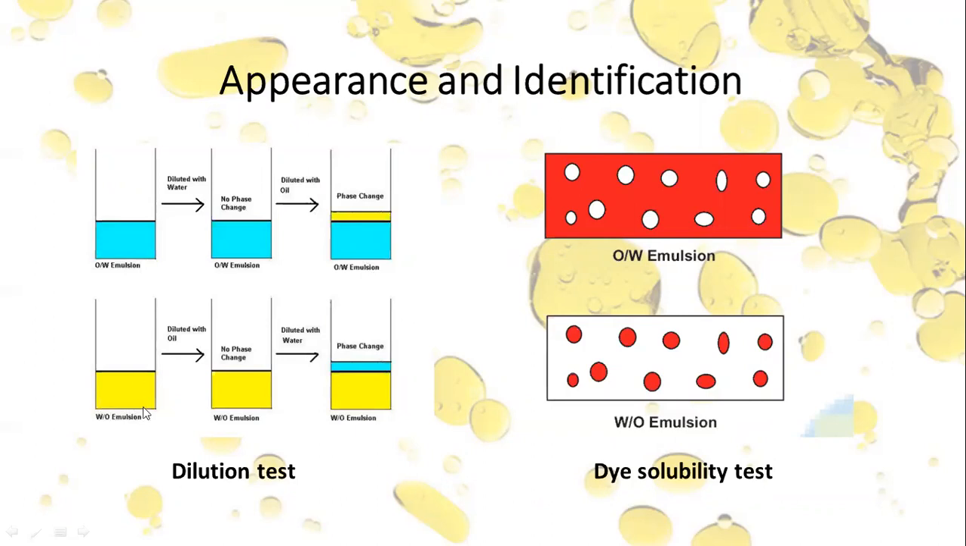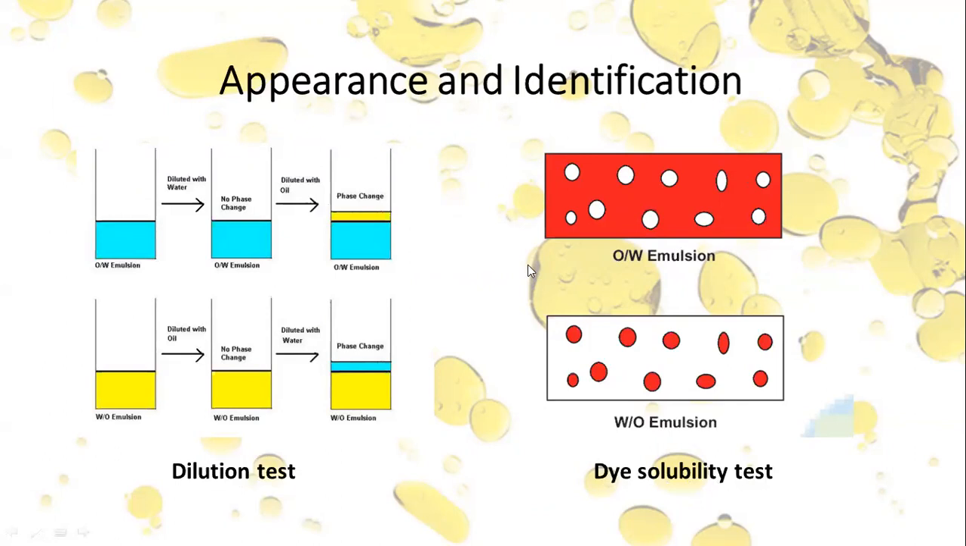And here it is the same thing. We assume this is a water in oil type emulsion, that means oil is the continuous phase, and we dilute it with oil, then no phase change occurs here. And after adding water, phase change occurs. So by the dilution test, we can easily identify an emulsion, whether it is oil in water type or water in oil type. Now we come to the dye solubility test.